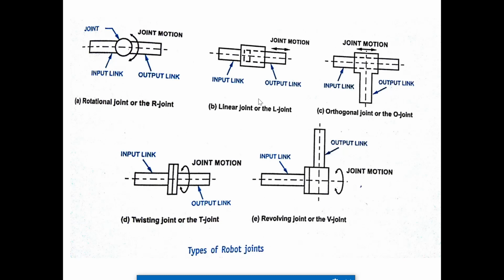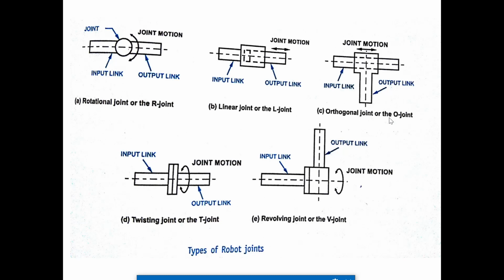We have a rotational joint or R joint, and a linear joint or L joint. In the rotational joint, we have an input link and an output link. This is joint motion. It can rotate in its own axis, so we are going to call it the R joint. The linear or L joint has a linear movement. Input and output link will be moving right side and left side.